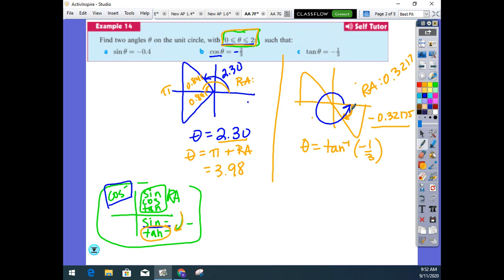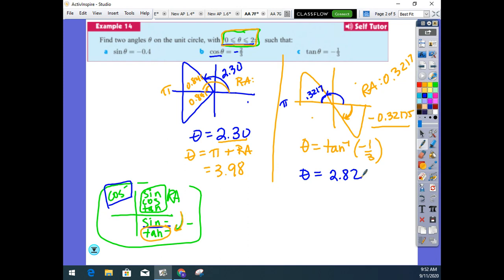All right? So if this is my reference angle, this reference angle is right here, 0.3217. How do I find this angle? I'm going to take pi and subtract my reference angle. So my first angle I need is 2.82 if you round correctly.